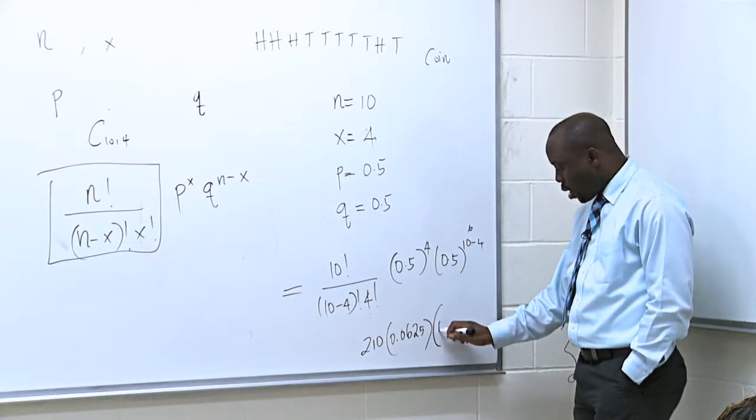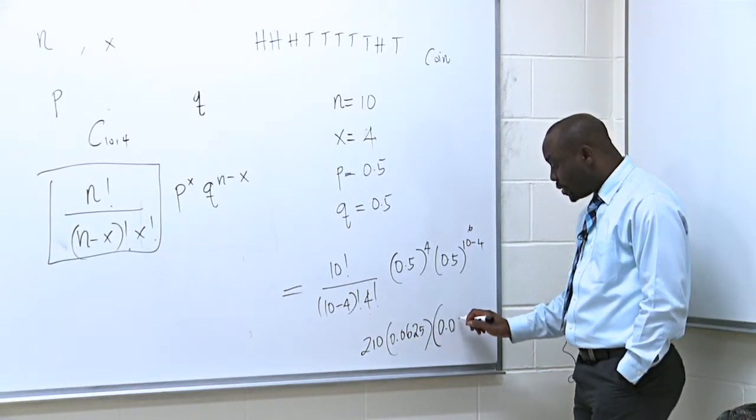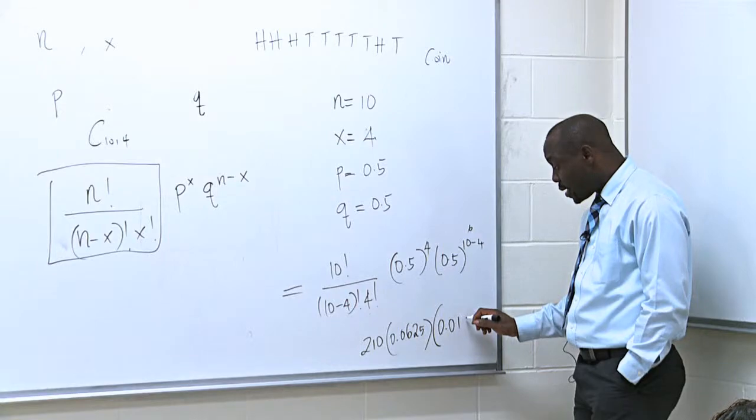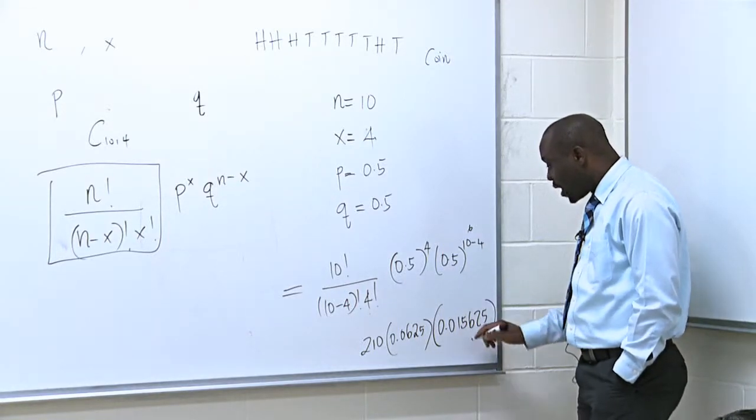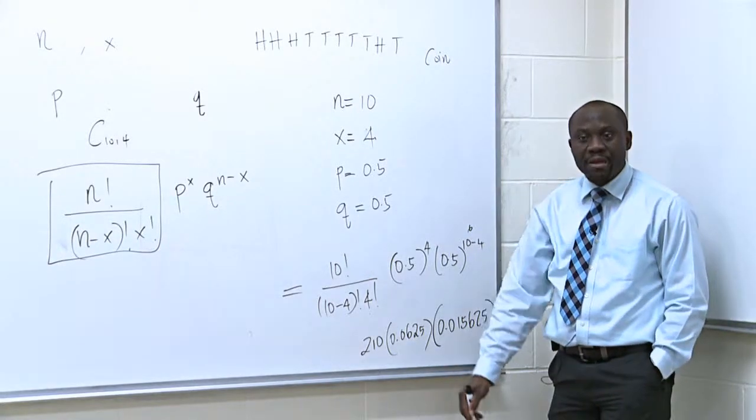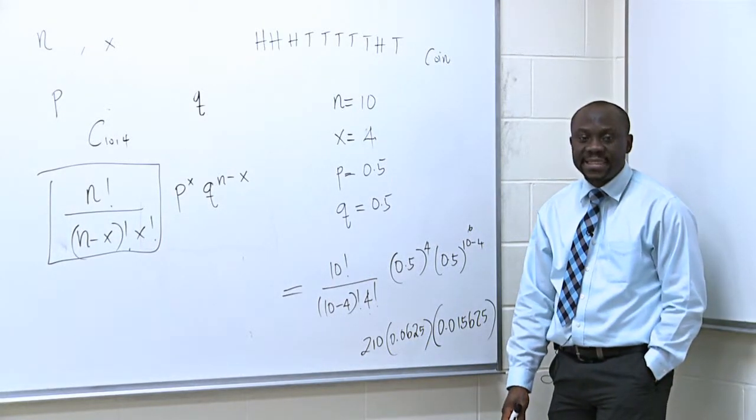That's 0.015625. Now, can we multiply all three and round to 3 decimal places?